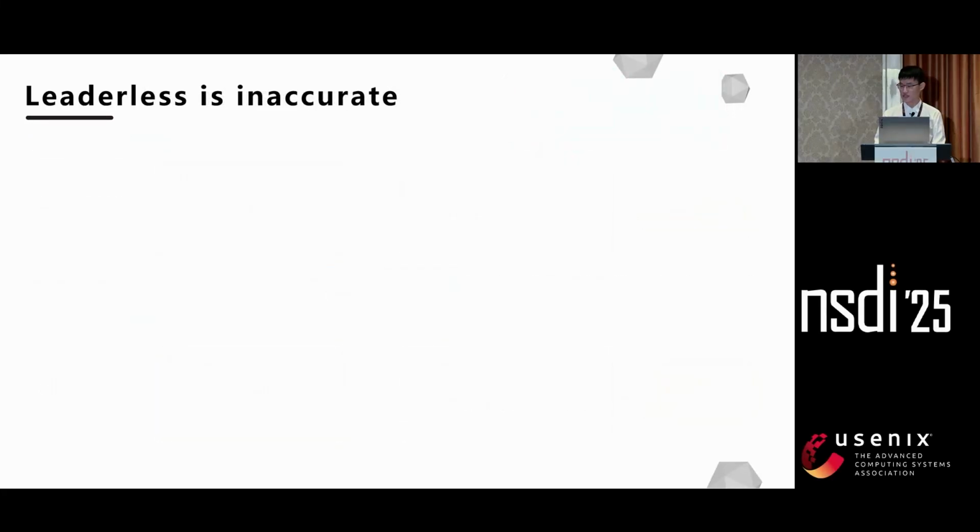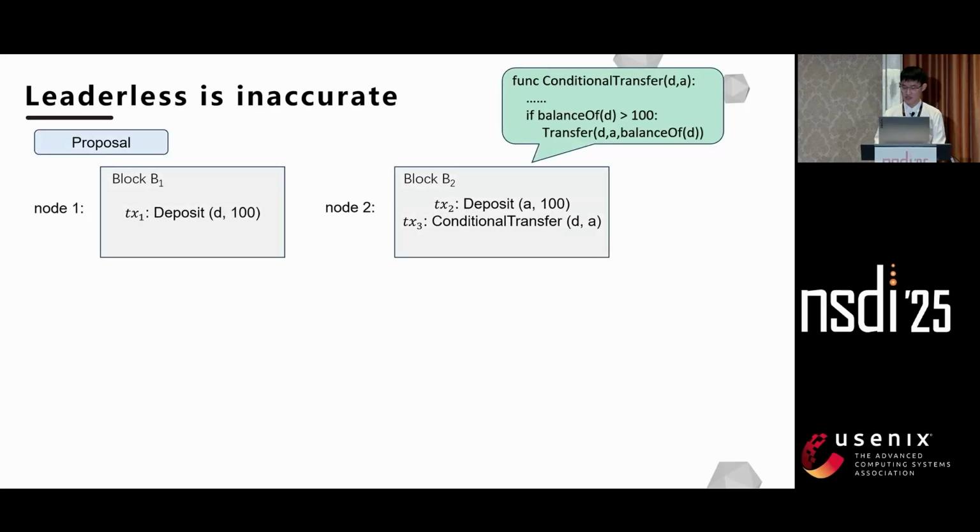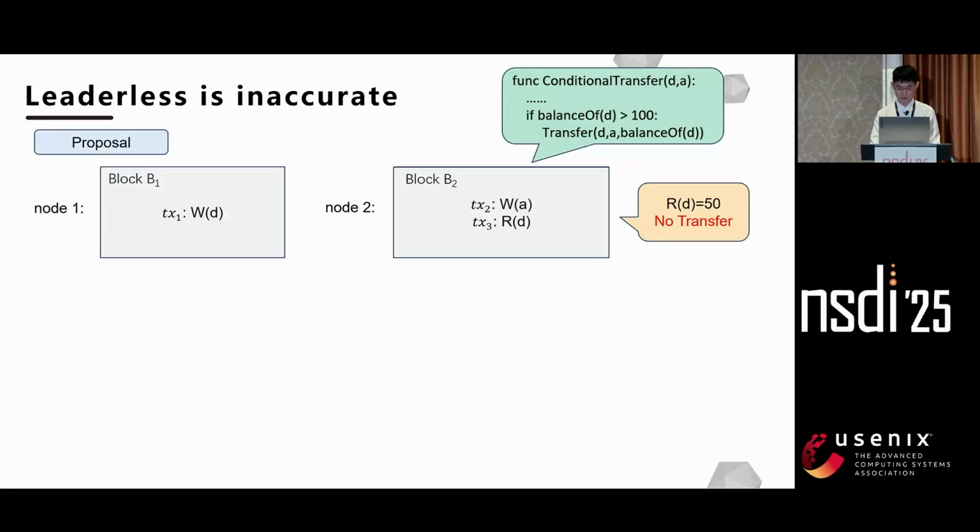However, the situation in leaderless consensus may be different. During proposal phase, node 1 processes TX1 in block 1, and at the same time, node 2 processes TX2 and TX3 in block 2. In the view of node 2, it doesn't know the execution of TX1. When TX3 is being executed, the balance in account D will be 50. As a result, TX3 will not perform transfer. TX3 only reads key D. Under such a situation, node 2 will make the schedule that TX2 and TX3 can be executed in parallel.